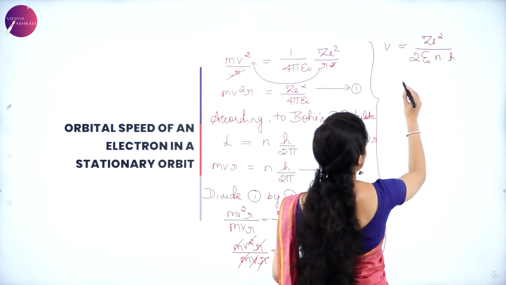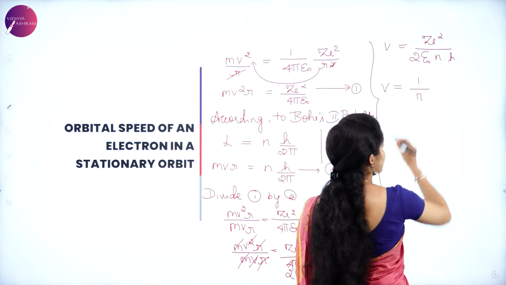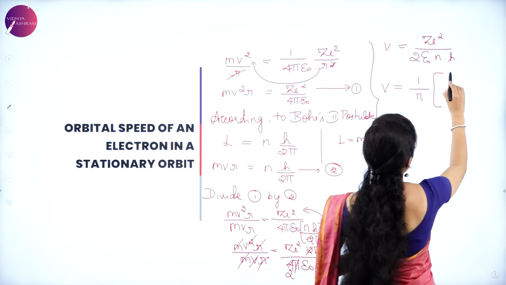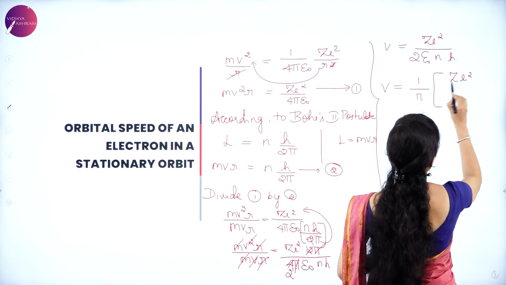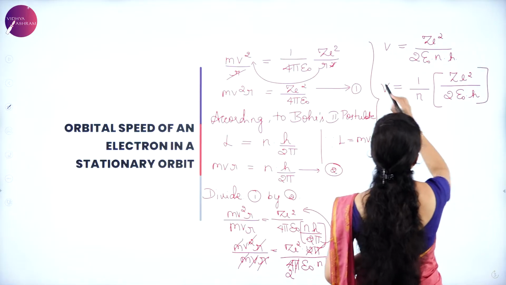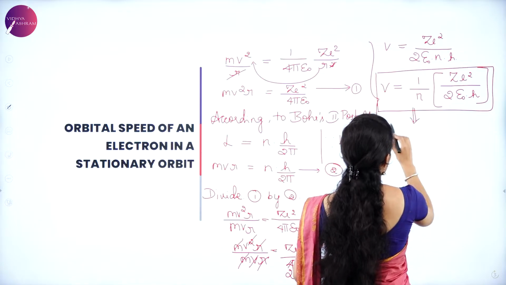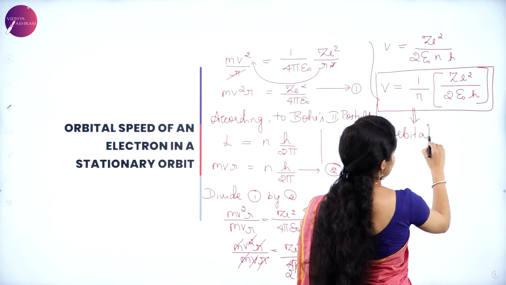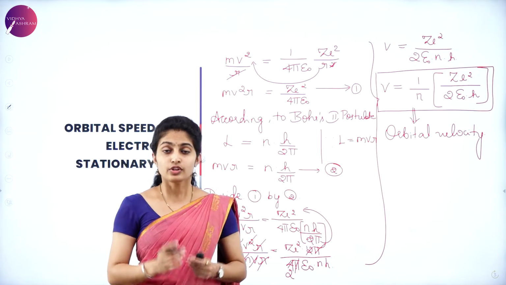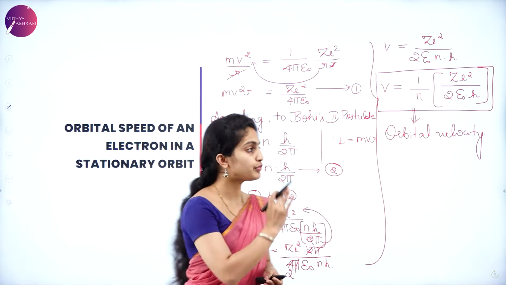So we can even rewrite this as v is equal to, take 1 by n towards the outside because n determines the orbits, number of orbits, and into Ze square divided by 2 epsilon naught into h. So this is the equation in order to calculate the orbital velocity of an electron in a stationary orbit. So for this derivation, there will be 5 marks which will be awarded if you write till here.